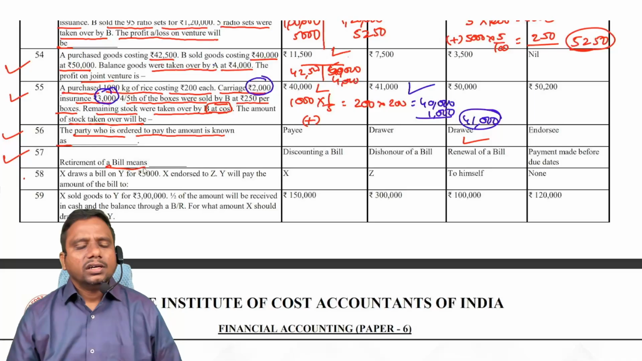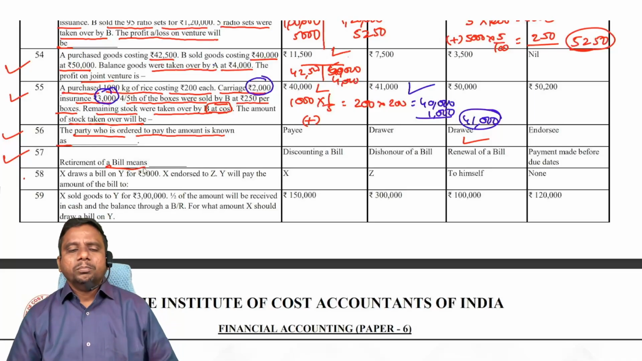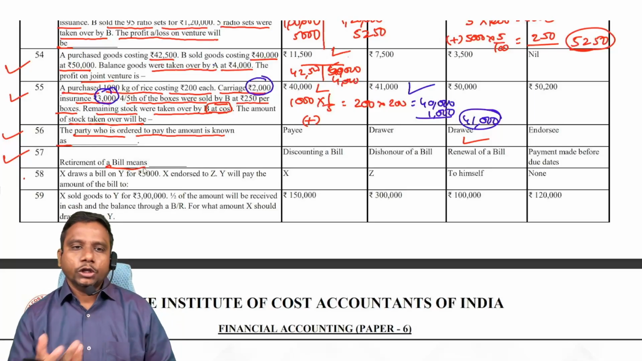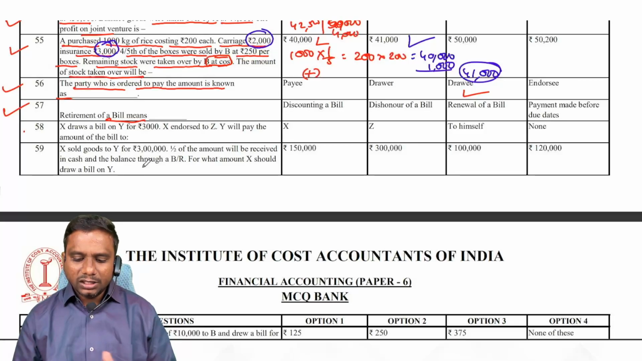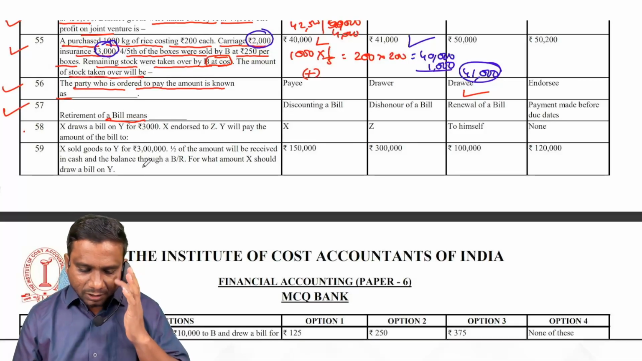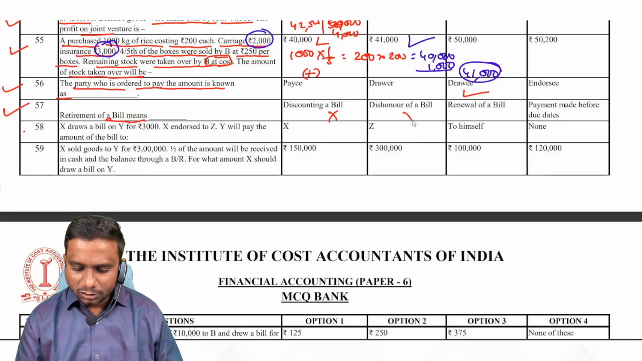Retirement of a bill. Retirement of a bill means what? Bill is honored before the due date. Retirement of bill is nothing but bill is honored before due date. Look at discounting of a bill? No. Dishonor? No. Renewal? No.